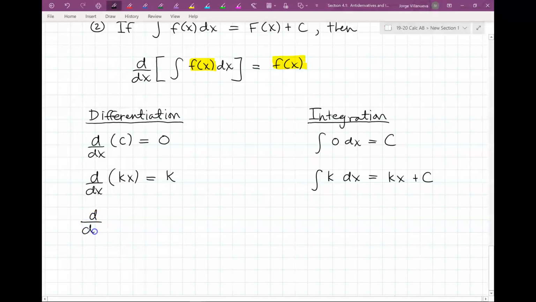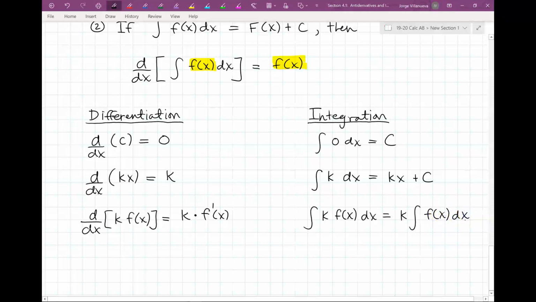With derivatives, if you had k f of x, then you would ignore the k and then take the derivative of your function, right? And then just multiply it together. That's what we did with derivatives. With integrals, if they give us a k f of x dx, what they say is bring out the constant and just integrate the function.